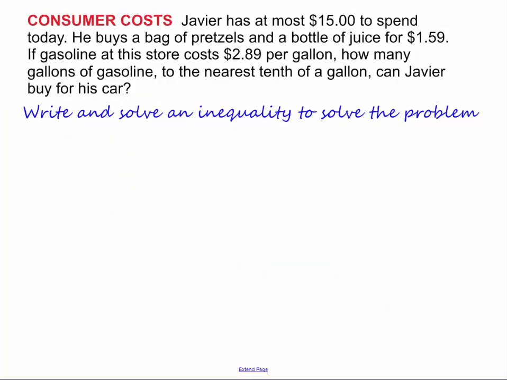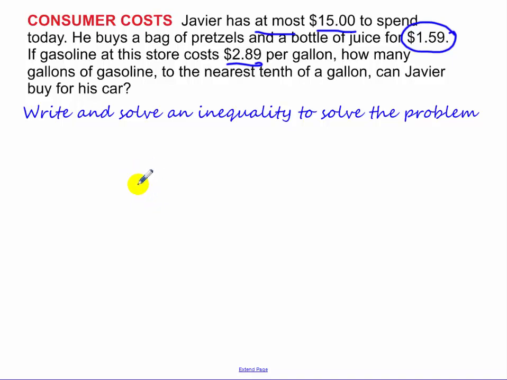Our next example. Xavier has at most $15 to spend today. He buys a bag of pretzels and a bottle of juice for $1.59, so he's already spent $1.59. If gasoline at this store is $2.89 per gallon, that's some cheap gas. How many gallons of gasoline, to the nearest tenth of a gallon, can Xavier buy for his car?